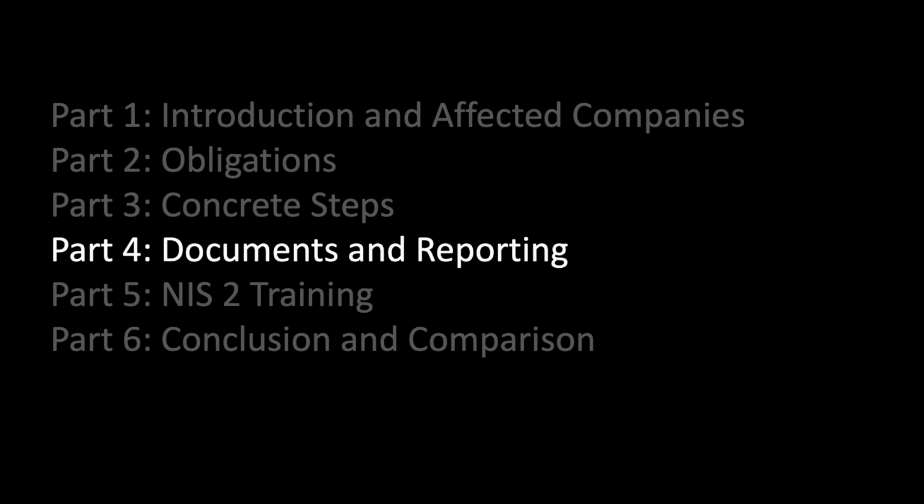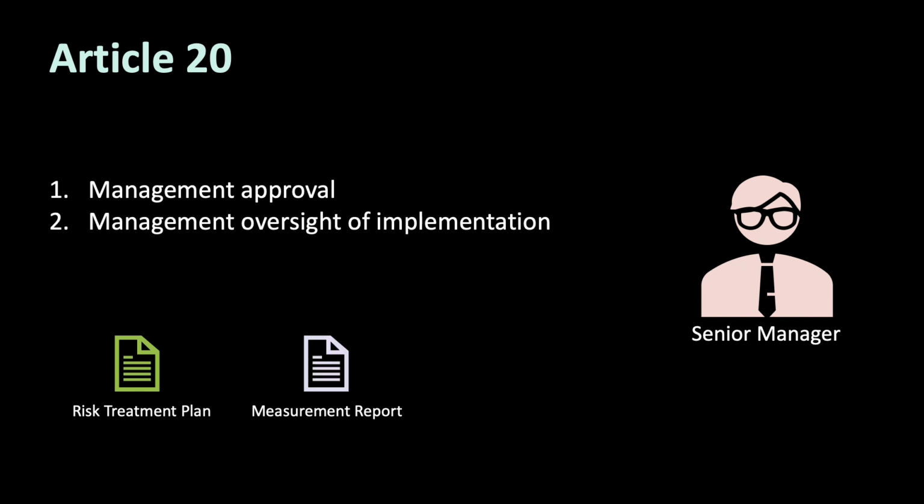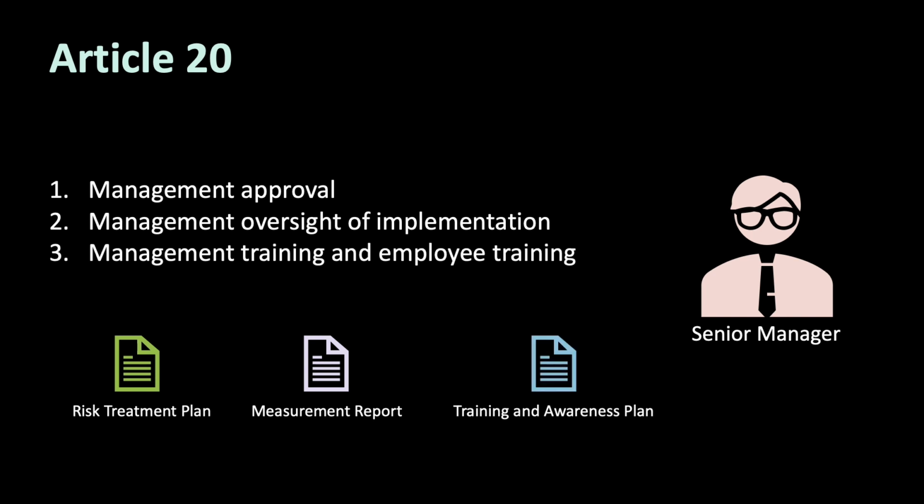Since we are only dealing with Chapter 4, we start with Article 20, which requires 3 things that must be documented. Management approval of cybersecurity measures, documented in the risk treatment plan. Management oversight of implementation, documented in the measurement report, in internal audit reports and in the management review minutes. Finally, management training and offer of employee training. This is documented in the training and awareness plan. You'll recall that this is what I covered in part 2 when I talked about management responsibilities.